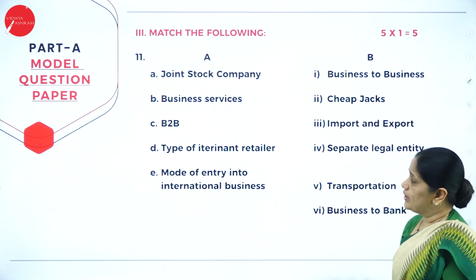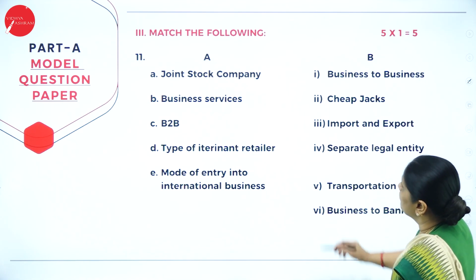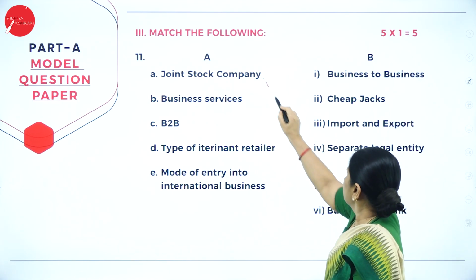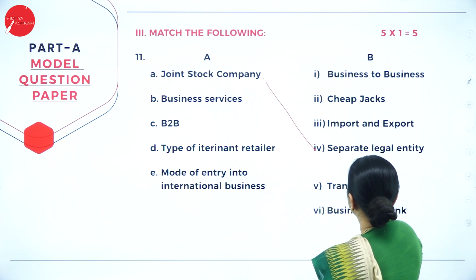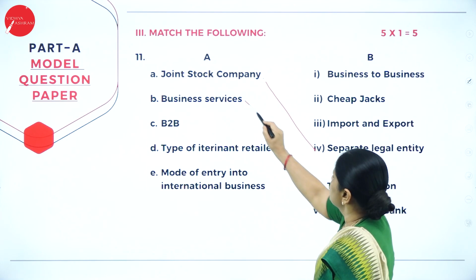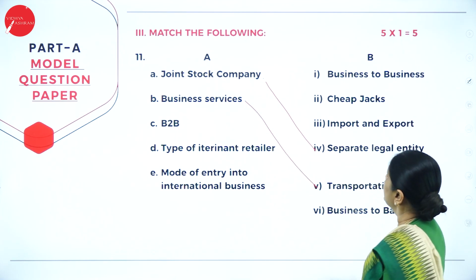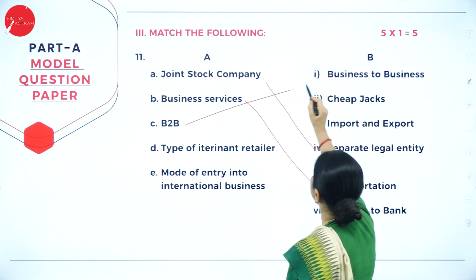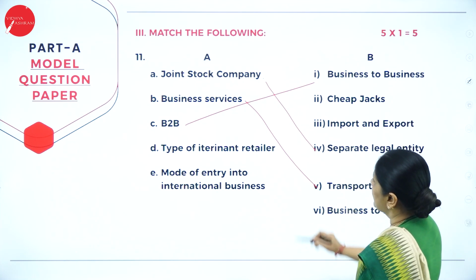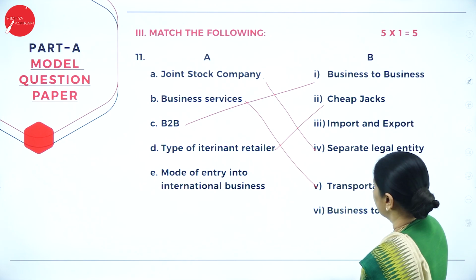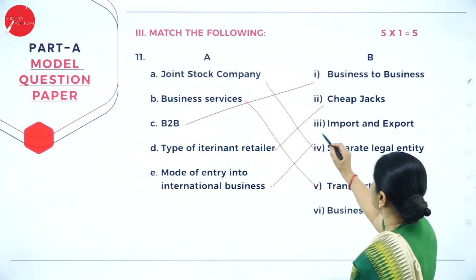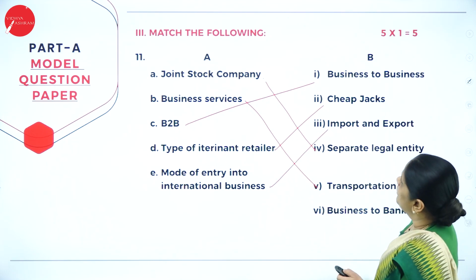Next, match the following. Joint stock company is a separate legal entity. Then we have business services. So in this we have the transportation. B2B means business to business. The type of itinerant retailer is the cheap jack. Mode of entry into international business is export and import.